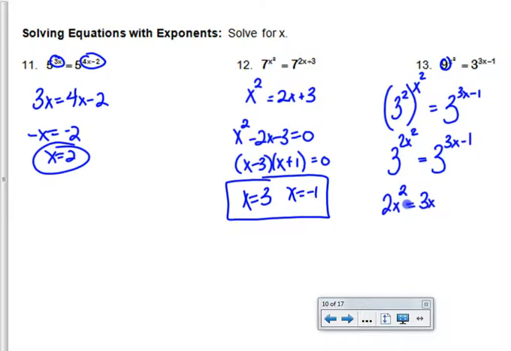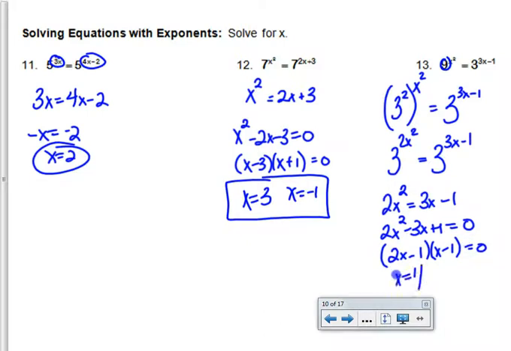So again, we have a quadratic. I'm going to need to use one of my many quadratic methods to solve it. Hopefully factoring works, and I think it does. Yep. So I get x equals 1/2 and x equals 1, both of which will work just great.